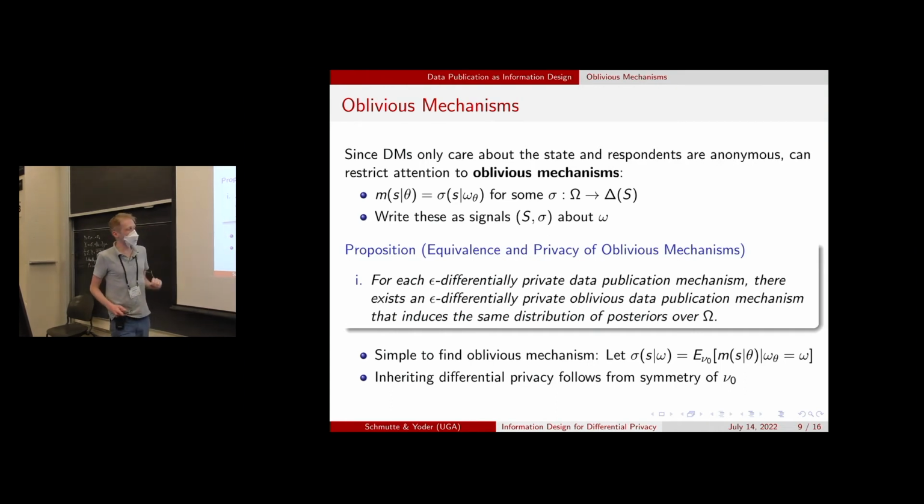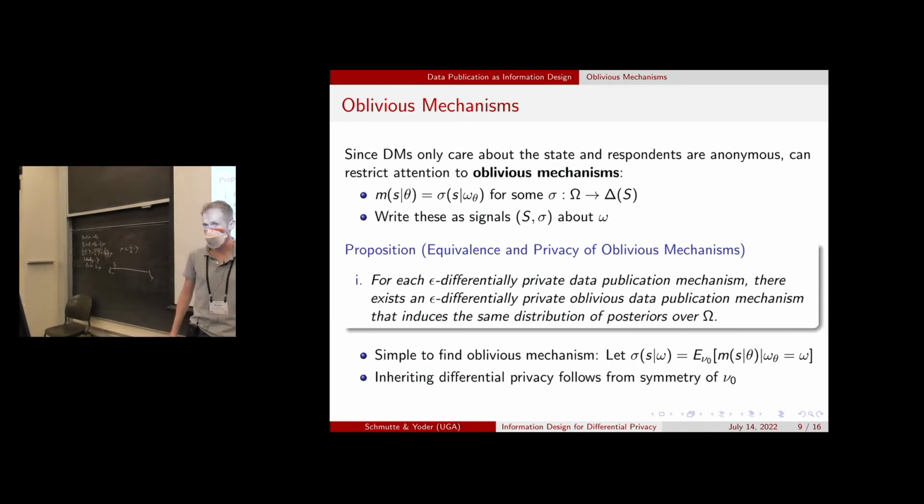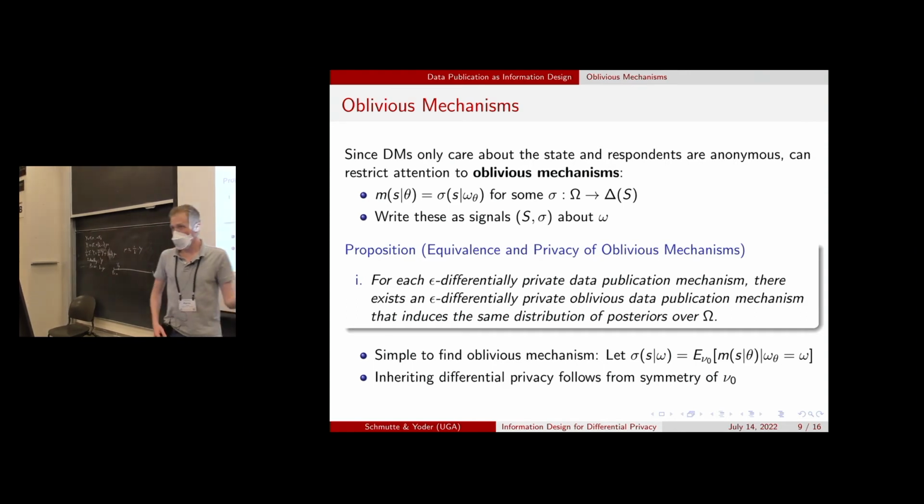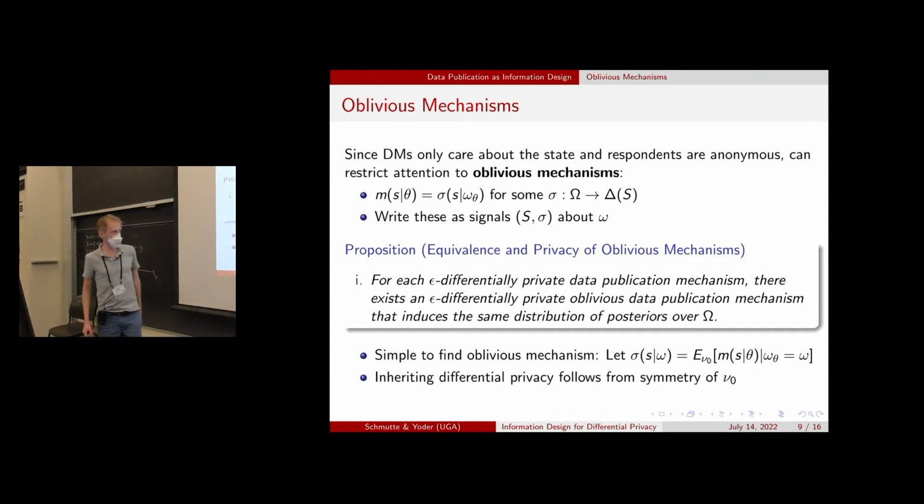Now, the form of this new mechanism is pinned down by Bayes' rule. That's pretty simple. What's a little bit more tricky is to show that it's going to inherit differential privacy from the old mechanism that's not necessarily oblivious. And that's going to follow from the symmetry of the prior, so the fact that we assumed that these respondents were ex ante anonymous.